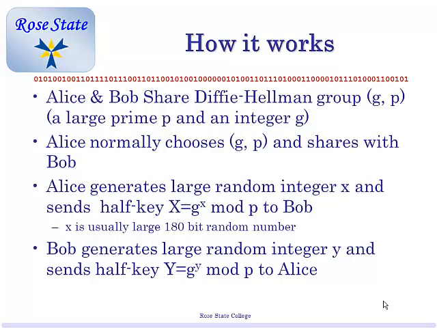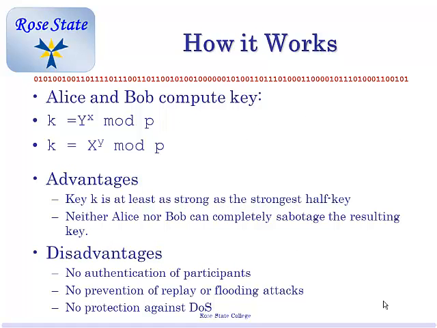Then Bob generates a large random number Y, and also sends the half key, capital Y, which is G to the Y mod P. Remember, we both have the same G and P. We shared those already. We're not sharing the large random numbers. What we're doing is sharing the results of the formula, G to the Y mod P and G to the X mod P. So we're sharing the half keys. So far, so good.